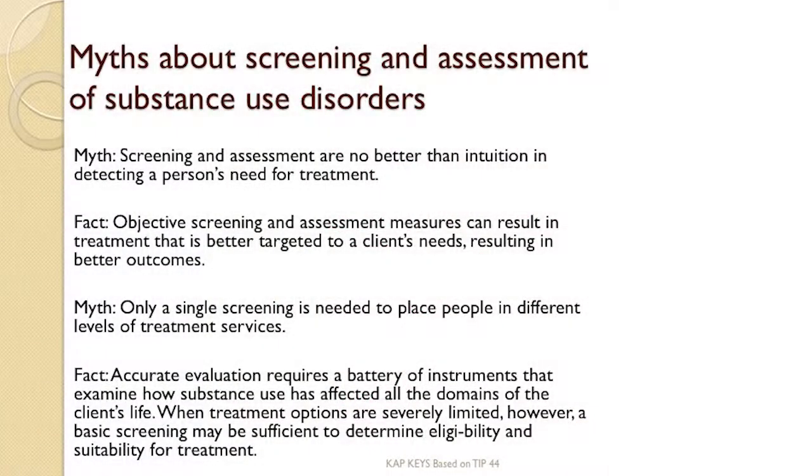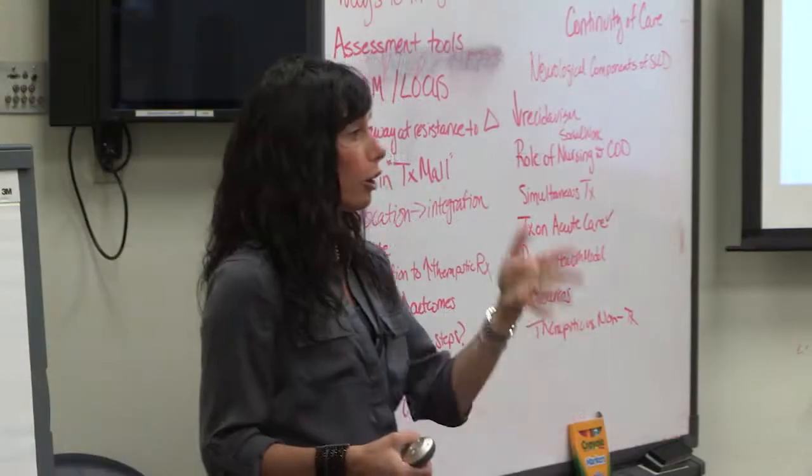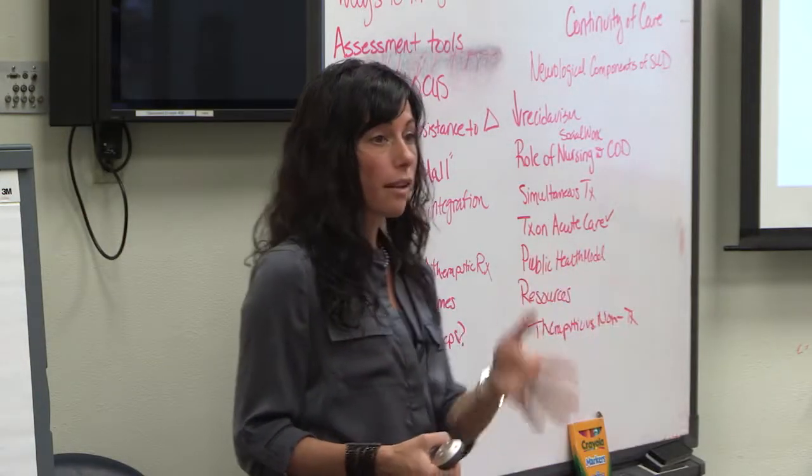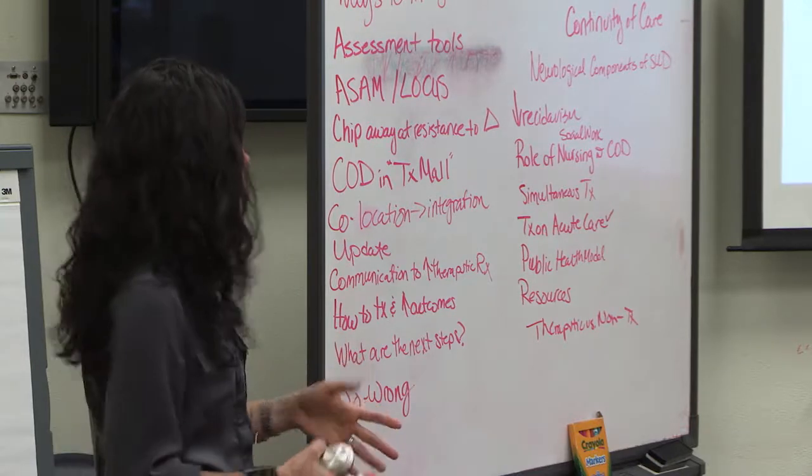So an accurate evaluation requires a battery of instruments to examine how substance use has affected all the domains of a client's life, which is essential when we're going into the diagnostics, right? Particularly for substance use disorders. We have those new 12 criteria that we need to be looking at. So we need to know historically and currently, how has the use affected or impacted this individual's life?